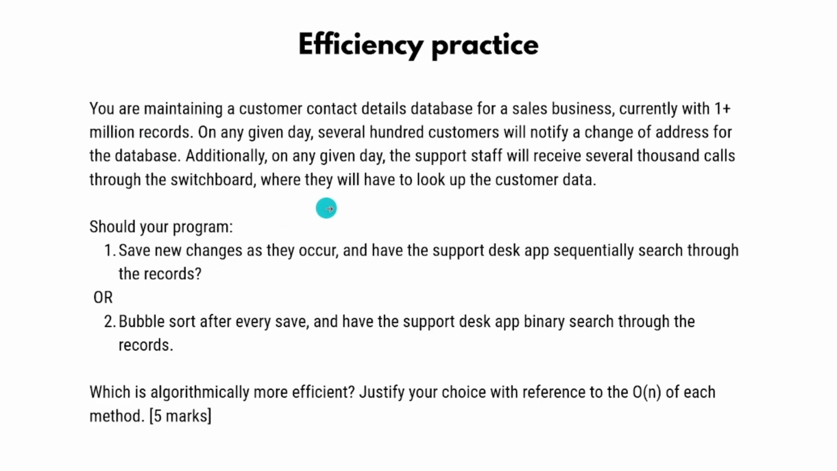Option 1. So saving changes, right? That's big O of 1. It's constant. And searching using the sequential search, where it says sequentially search through the records, that has big O of n, because however many points in your list or how many values you have, that's how long it will take, right?